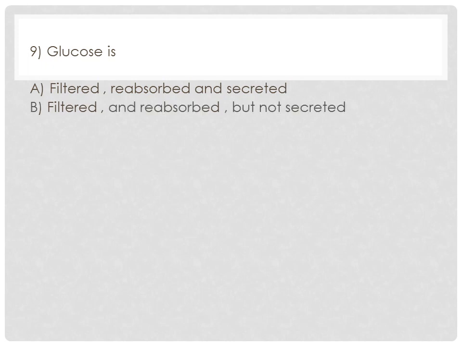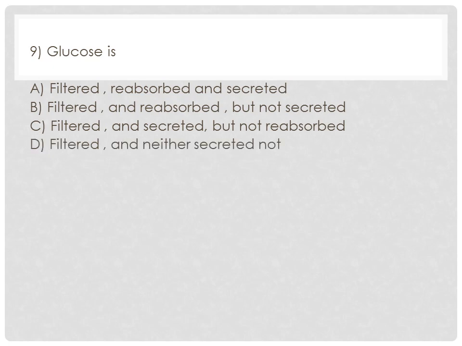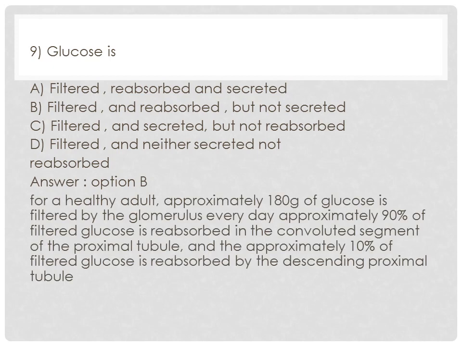Glucose is. The options are A. Filtered, reabsorbed and secreted. B. Filtered and reabsorbed but not secreted. C. Filtered and secreted but not reabsorbed. And D. Filtered and neither secreted nor absorbed. And the answer is option B. Filtered and reabsorbed but not secreted.